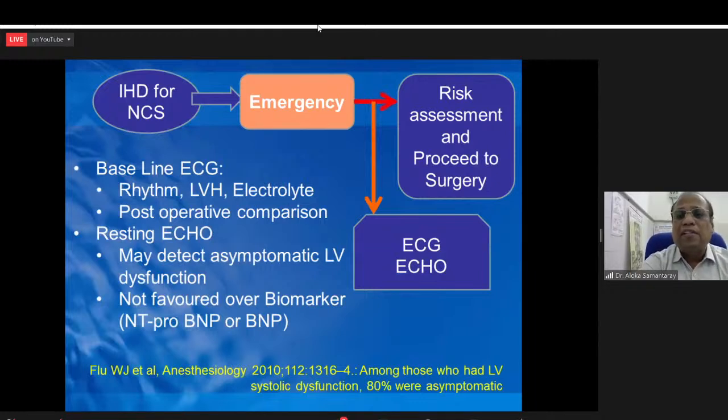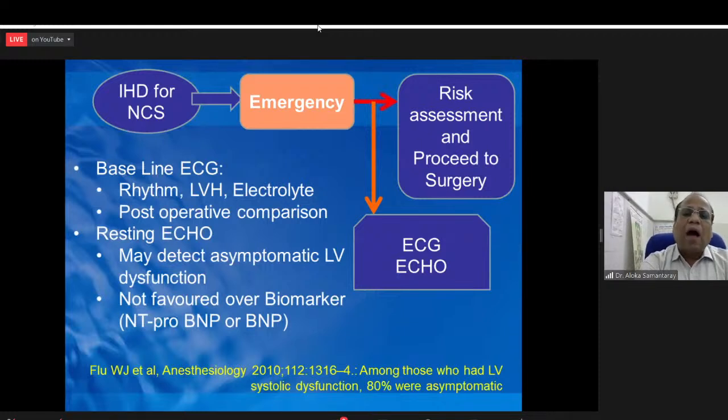As I said, whether it is an emergency surgery or an urgent surgery, a baseline ECG or bedside ECG goes a long way in helping decide about the current rhythm of the patient, the presence of left ventricular hypertrophy, and electrolyte abnormalities. Moreover, it also works as a baseline comparison for the postoperative changes in the electrocardiogram.